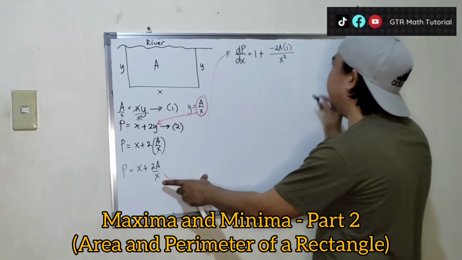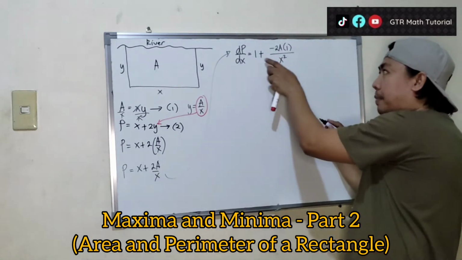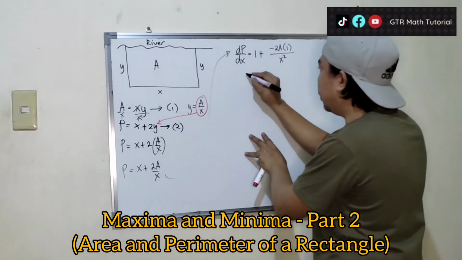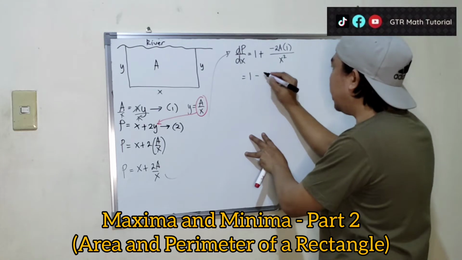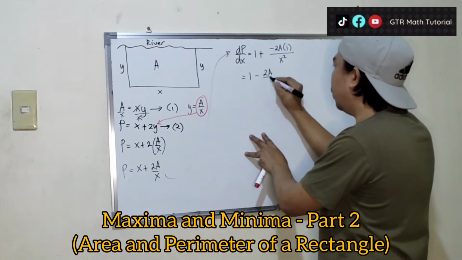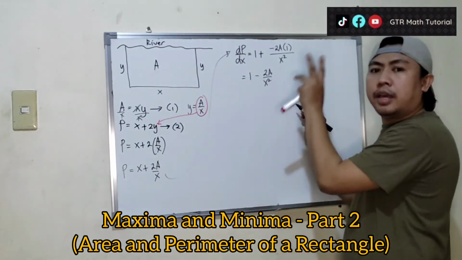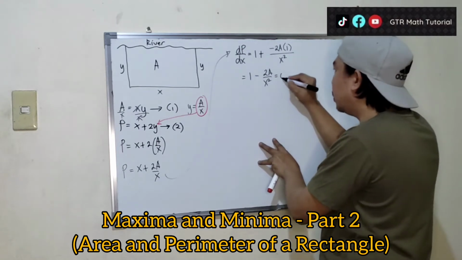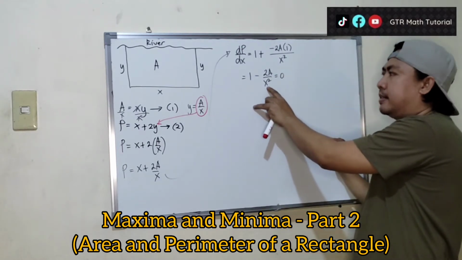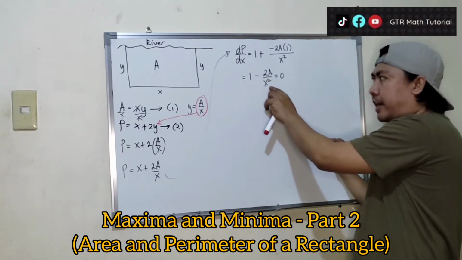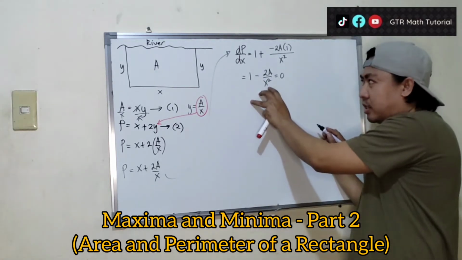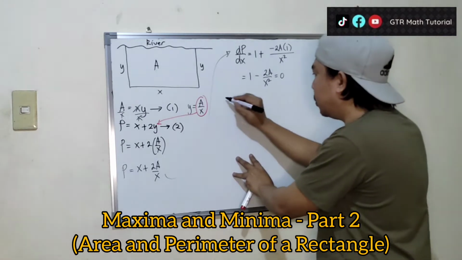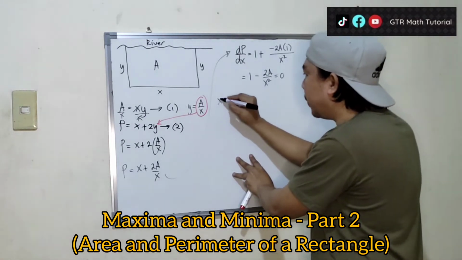So we have x squared. Okay, so let us just simplify. We have positive and negative. So therefore, the derivative is equal to 1 minus 2a over x squared. Then, equate to 0, solve for x. So, multiply both sides by x squared. Since we have denominator of x squared, so multiply both sides by x squared.